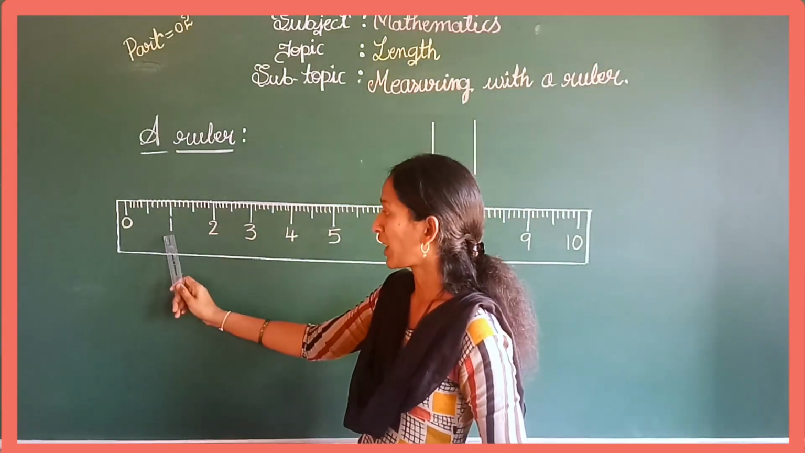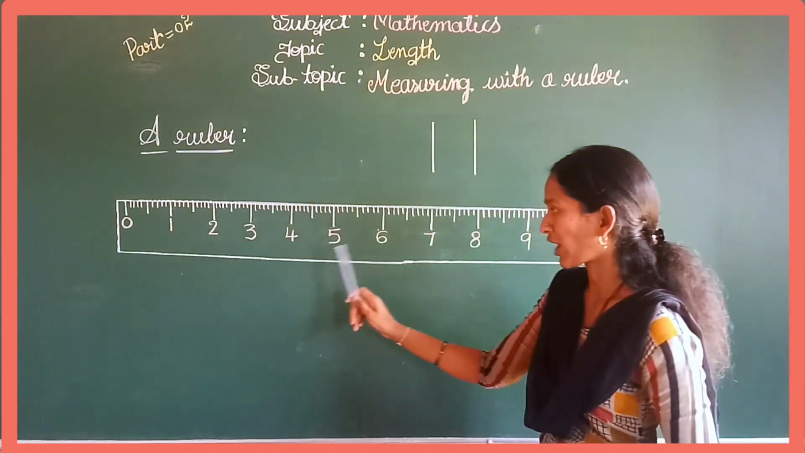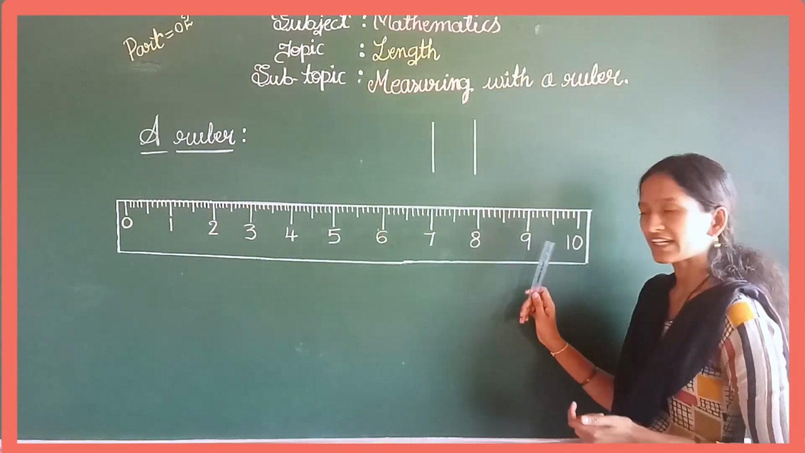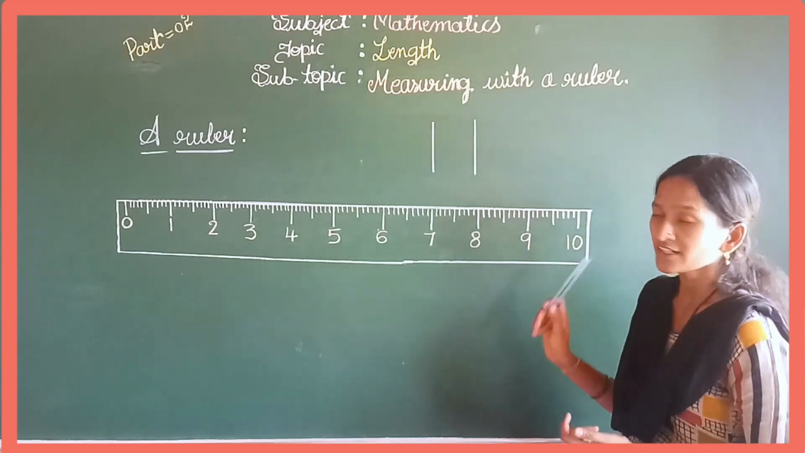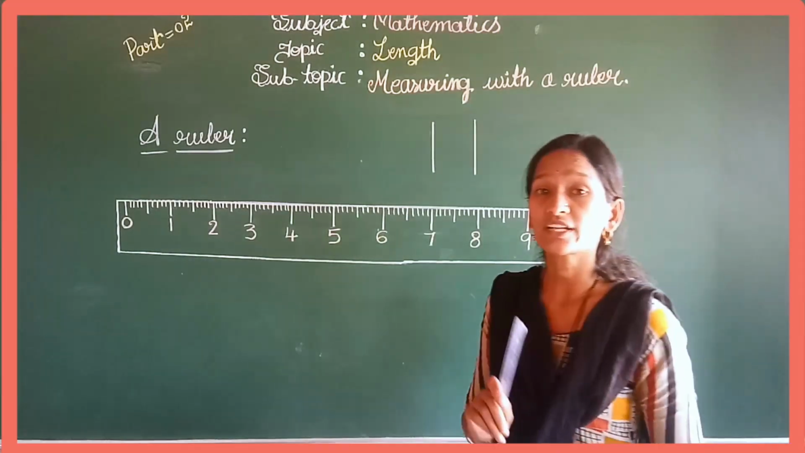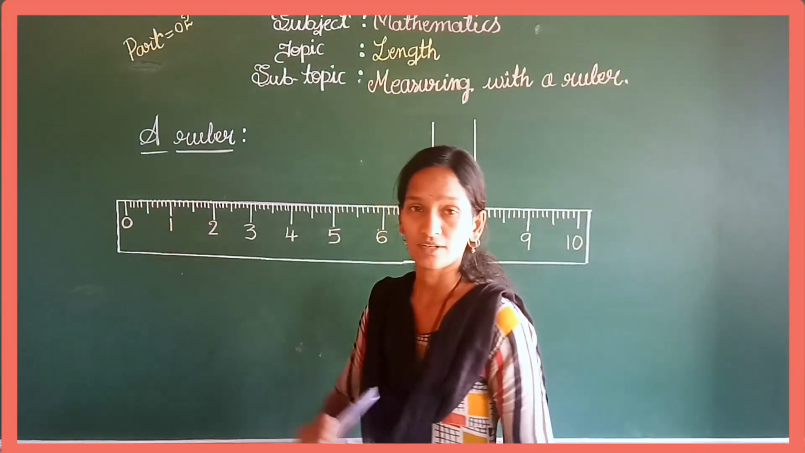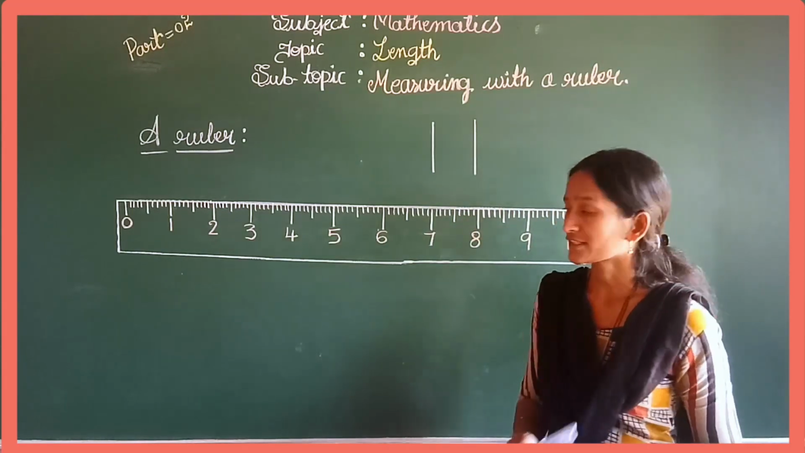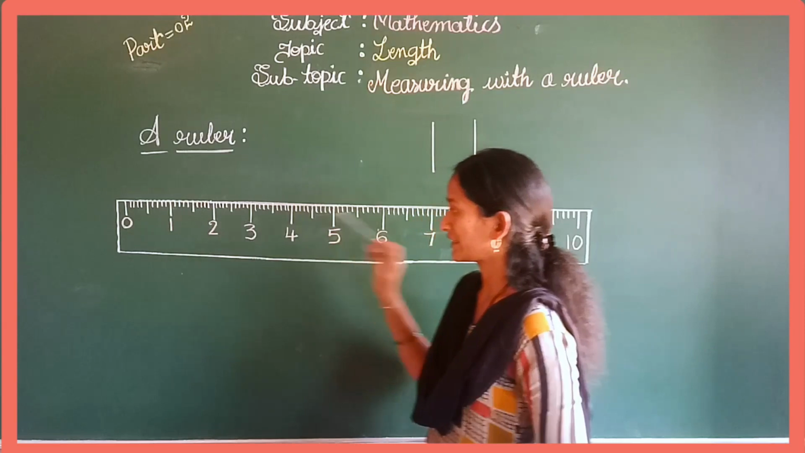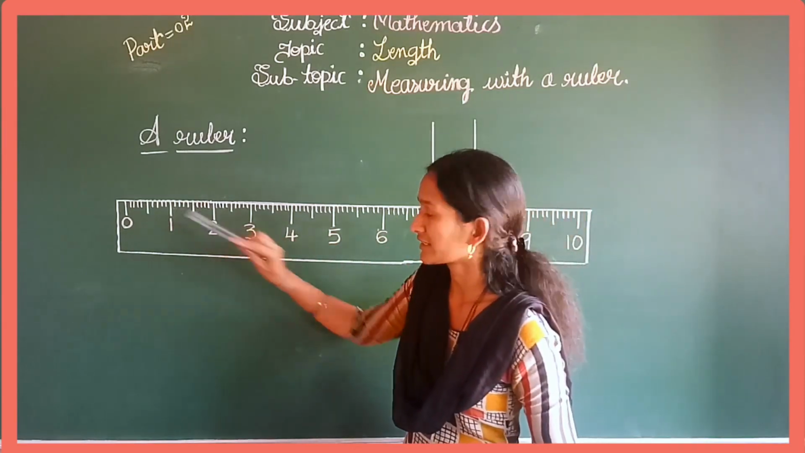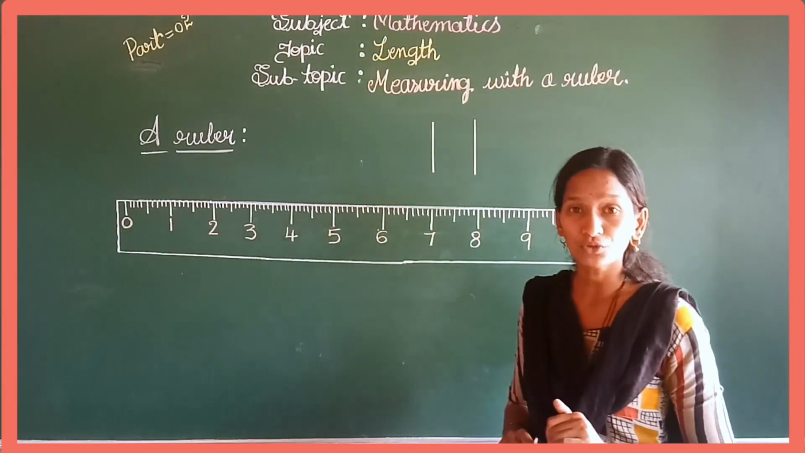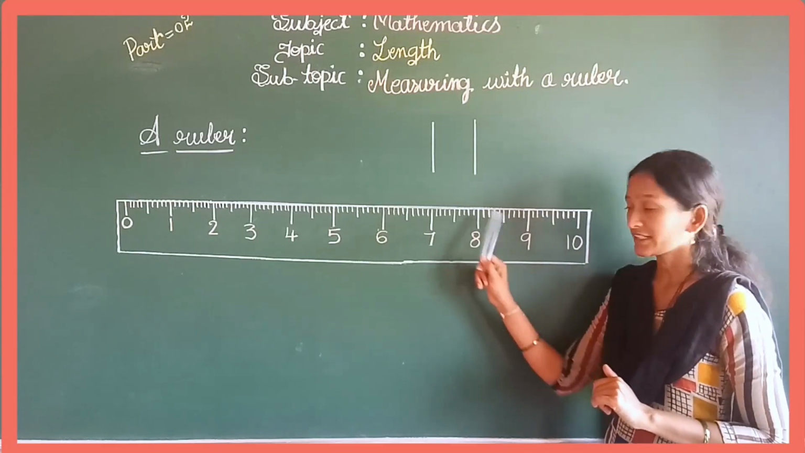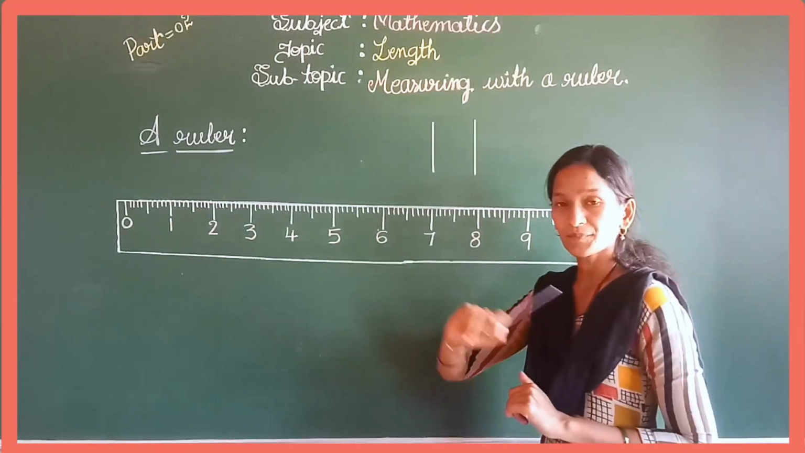After 0 comes 1, 2, 3, 4, 5, 6, 7, 8, 9 and 10, right? The starting number is 0 here. So this is very important, right? So next, observe these marks here. These are all big marks, right? So all of you observe in your ruler. The numbers are present at the big marks, right?